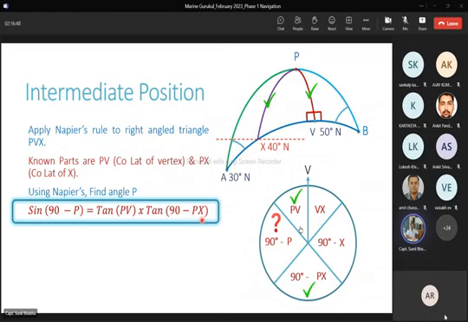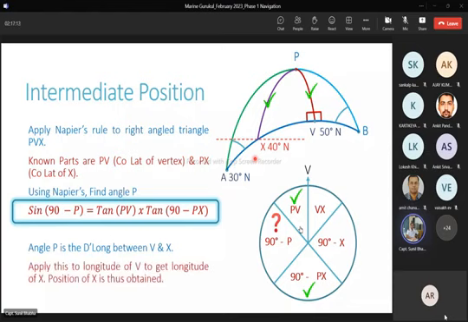value of angle P. Once angle P is found out, if you look carefully, angle P is the d long, difference of longitude between Victor and X-ray. The longitude of vertex is known to us. So when we apply this angle P, d long, to the longitude of vertex, we obtain the longitude of position X. Latitude was already given to us, longitude has been obtained, so position X is found out.